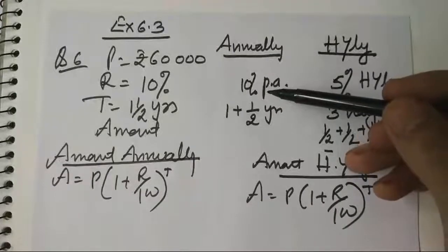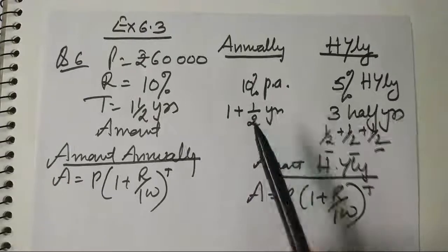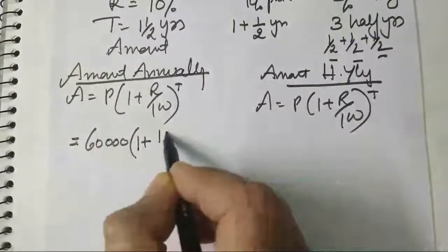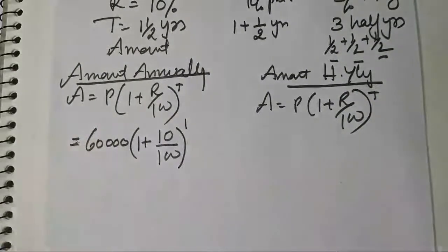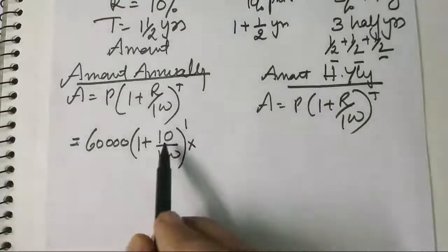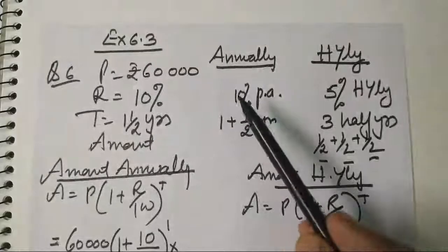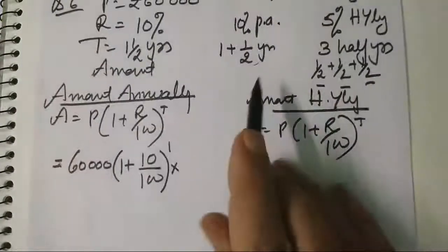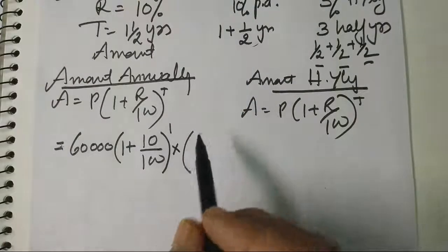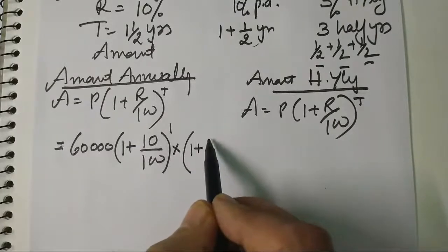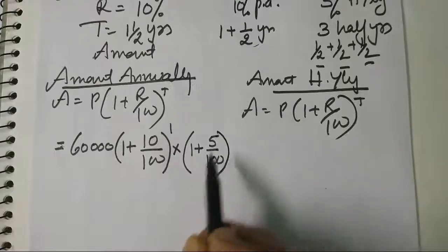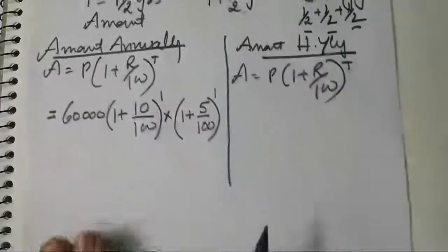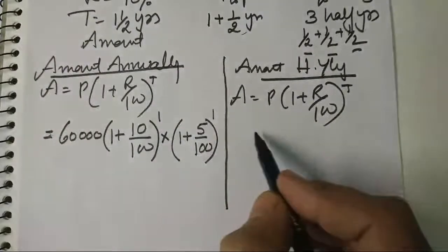In annually I will be putting this, and the time will be 1 year and then half year separate. The principal is given 60,000, 1 plus R, 10% upon 100. This is 1 year. And then I will calculate the interest for the half year because it is 1.5 years. I can't put half as the power, therefore for half yearly I will calculate the interest for only the 6 months, that is half year. So for 6 months the rate of interest will become 5. This is 1/2 year, therefore time will be 1.